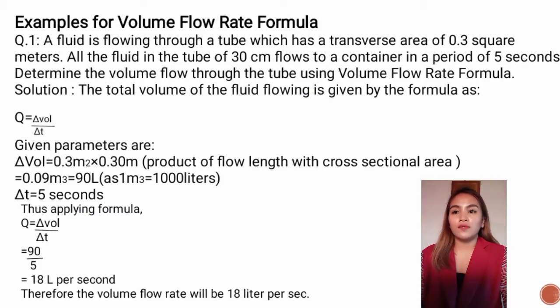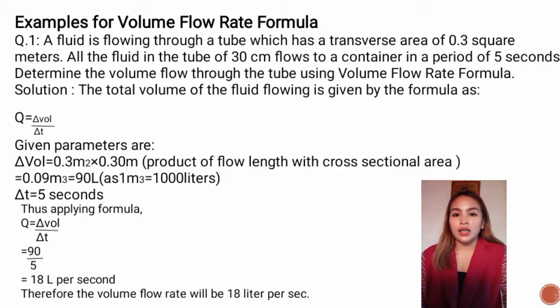The total volume of the fluid flowing is given by the formula Q is equal to delta vol over delta T. The given parameters are delta vol is equal to 0.3 square meters times 0.30 meters, the product of flow length with cross-sectional area. So 0.3 square meters times 0.30 meters is equal to 0.09 cubic meters. So 0.09 is equal to 90 liters, as 1 cubic meter is equal to 1,000 liters.